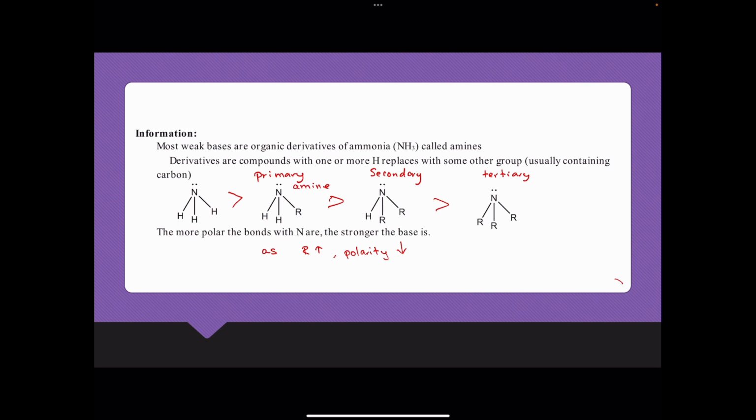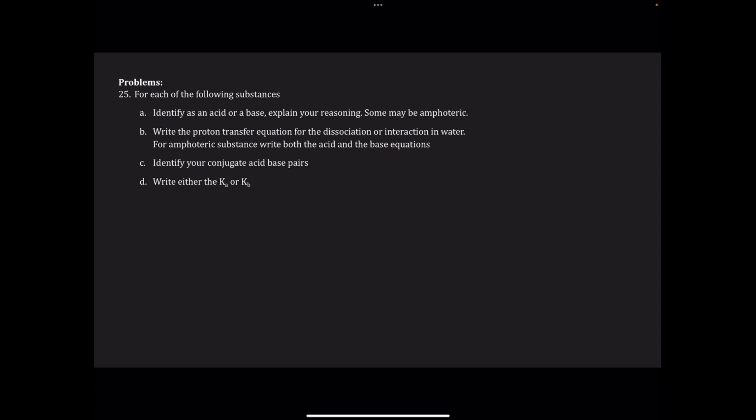In the case of the acid, that polarity impacts how easily we can break the bond to hydrogen. Here, that polarity impacts how strongly we can attract hydrogens based on how much electron density is on something like our nitrogen or our oxygen or whatever that particular base is. So in this chapter, we need to be able to identify substances as acids or bases. We need to write their proton transfer equations, identify conjugates, and set up their K expressions.